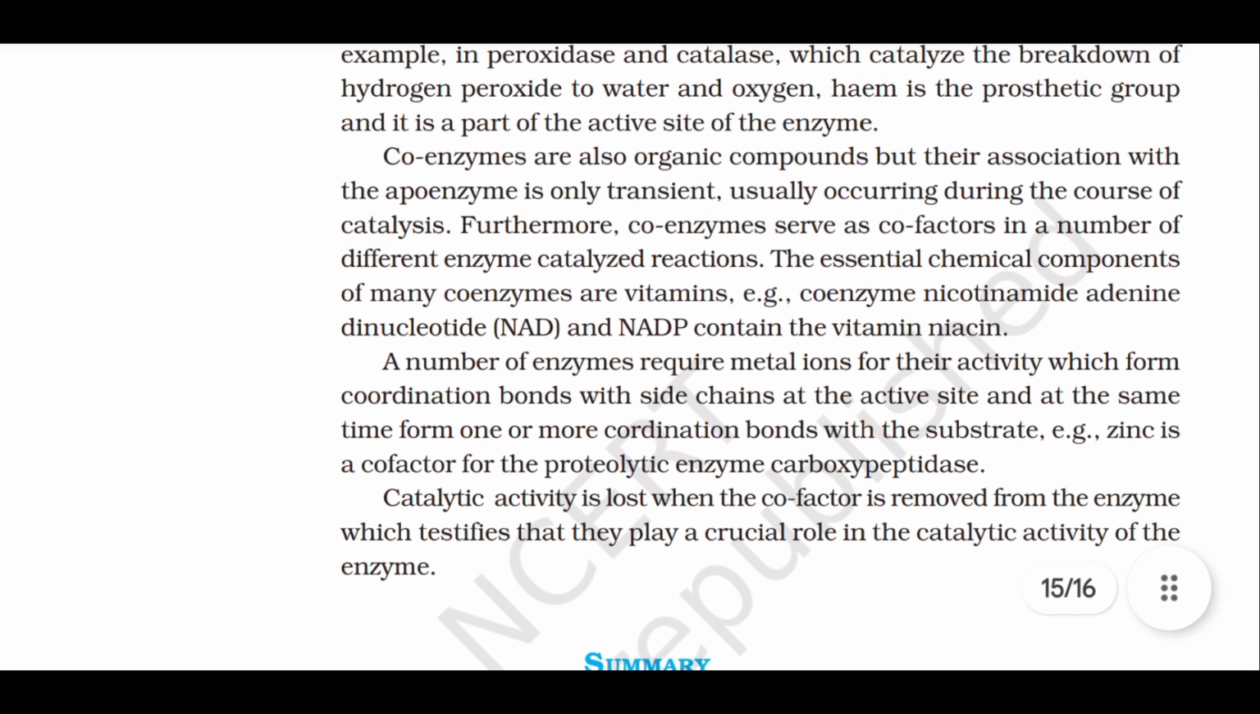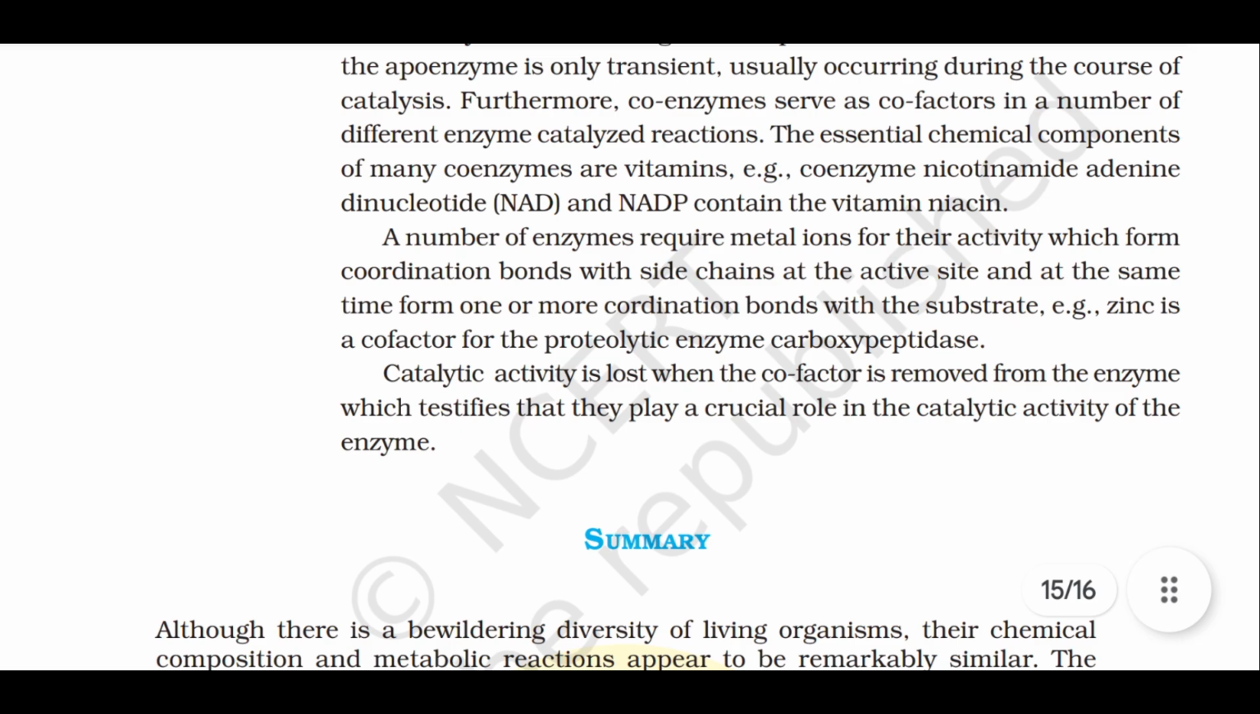A number of enzymes require metal ions for their activity, which form coordination bonds with side chains at the active site and at the same time form one or more coordination bonds with the substrate. For example, zinc is a cofactor for the proteolytic enzyme called carboxypeptidase. Catalytic activity is lost when the cofactor is removed from the enzyme, which testifies that they play a crucial role in the catalytic activity of the enzyme.